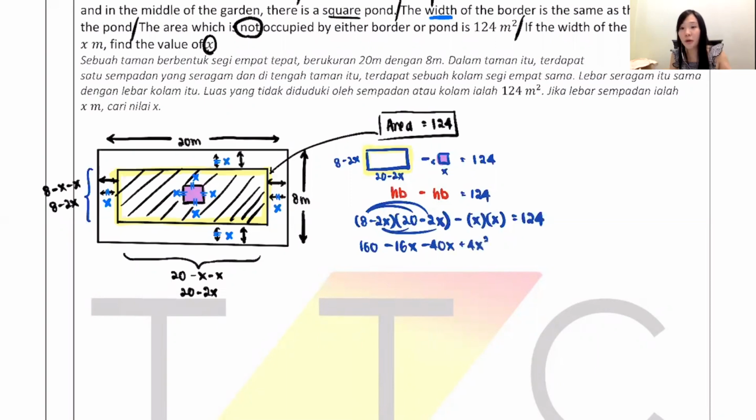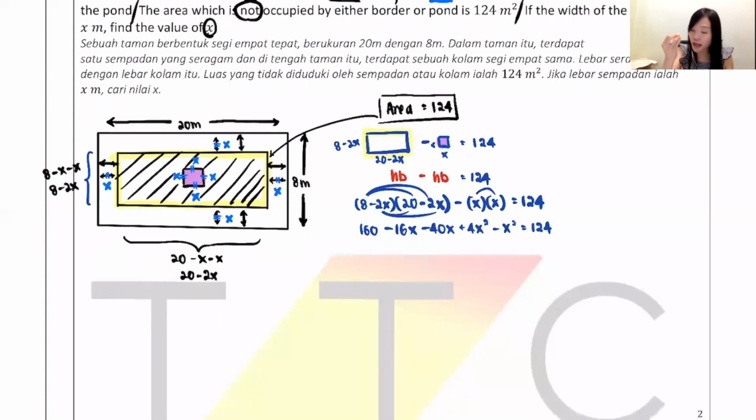X squared. So here, x times x squared also, isn't it equivalent to 1, 2, 4? Those you can combine, you combine. 4x squared minus 1x squared, isn't it 3x squared? X and x combine. Negative 16 minus 40, isn't it negative 56x? The rest is number. 160 minus 124, isn't it 36?